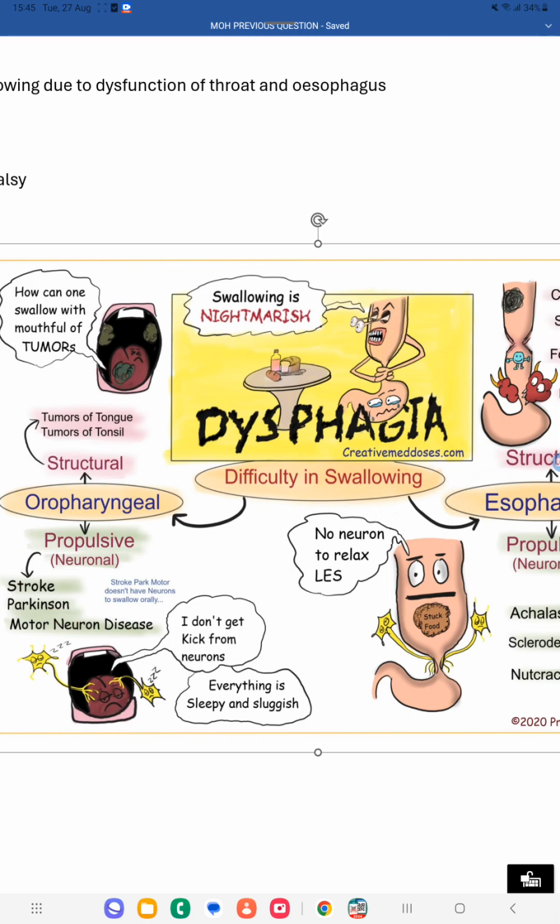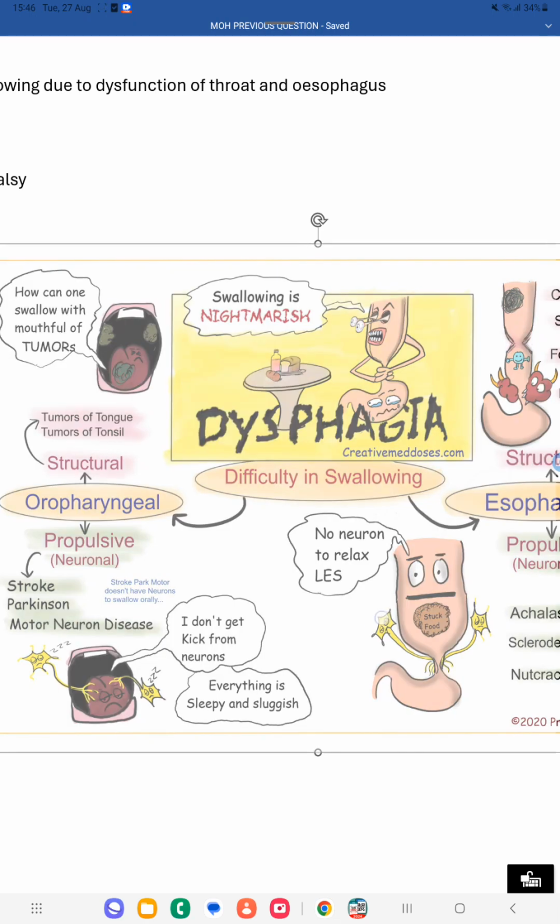Okay, due to a problem of the throat, there are two reasons you can get difficulty in swallowing: a structural problem or a neurological problem. A structural problem example is a tumor. Because of the presence of a tumor, you can get difficulty in swallowing. Neurological problems like stroke, Parkinson's, and motor neuron disease mean the throat region will not get the proper impulse, and because of that swallowing will not happen. So because of these reasons you can get difficulty in swallowing.